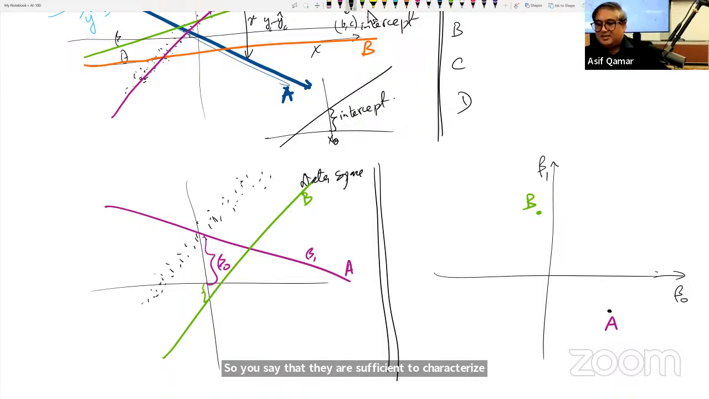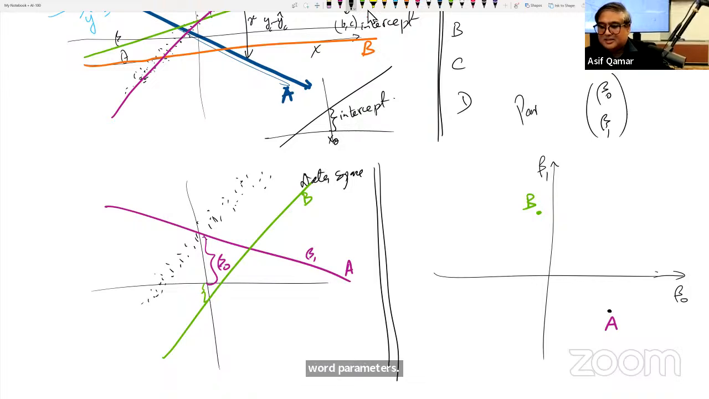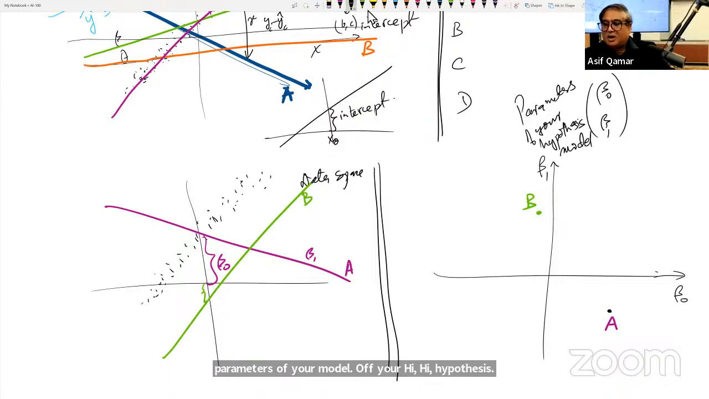The beta 1 and beta naught are the parameters of your model, of your hypothesis. More commonly, hypotheses are called models. Are we together? People commonly call them models in the field of machine learning. Remember, every hypothesis is that, right?